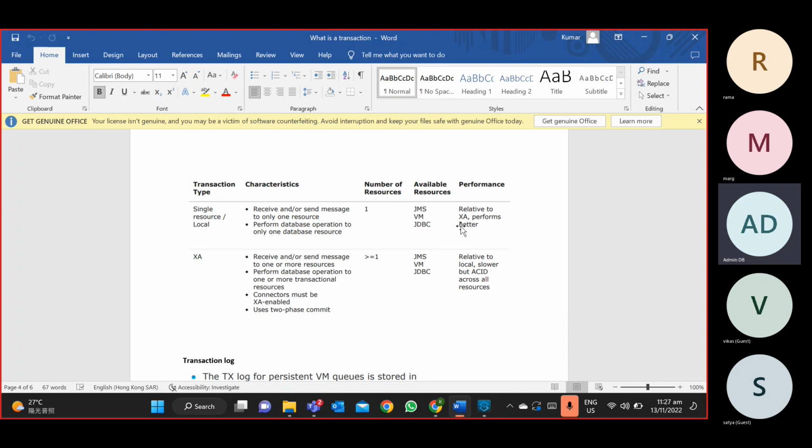But in case of XA transaction, multiple transaction managers will be involved and they will lock that particular database. In case of single resource transaction, you are not locking the database. Once you complete the transaction, that's it. So that's why performance wise, non-XA will be better. But if you say reliability wise, which is more reliable, then definitely XA transaction will be more reliable.